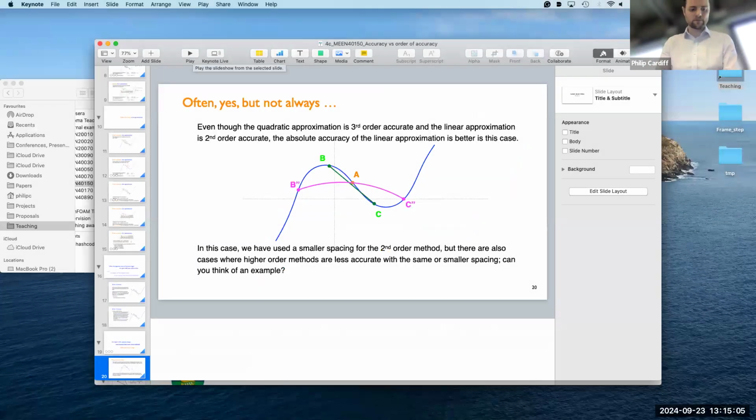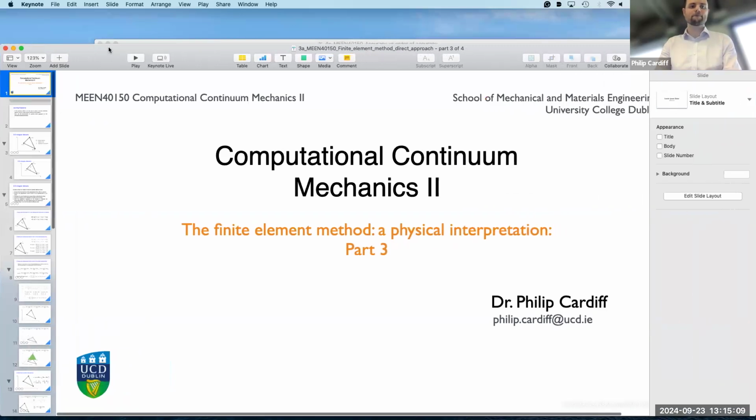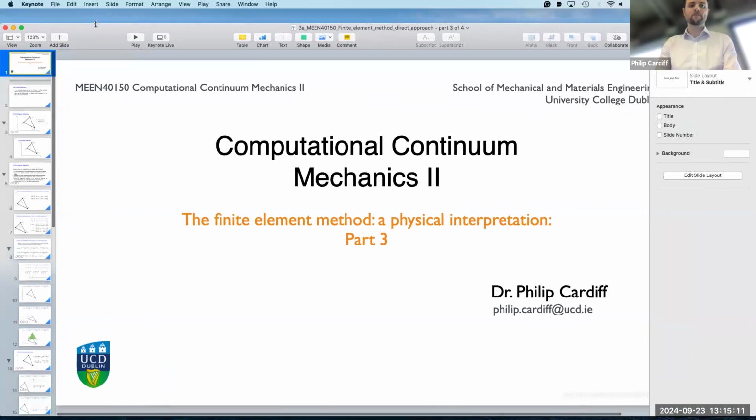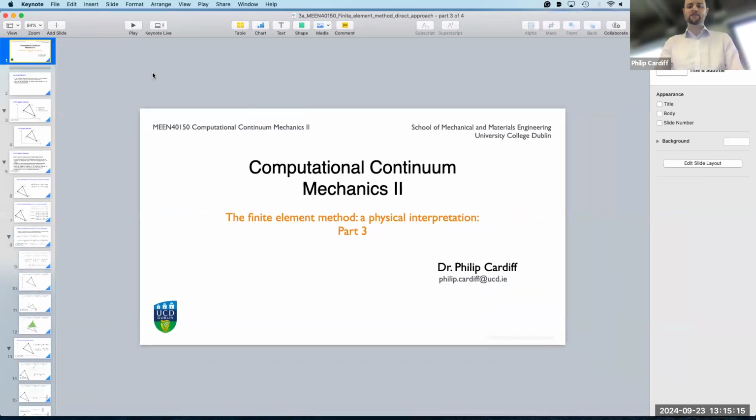So that's relatively short and sweet. Any questions on that? It's just something that I notice people get confused by, order of accuracy and accuracy. So that was the purpose of those slides.